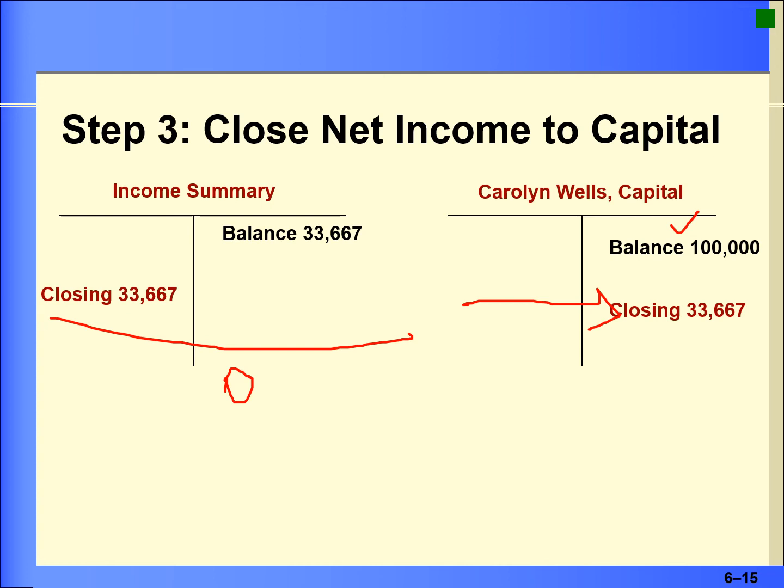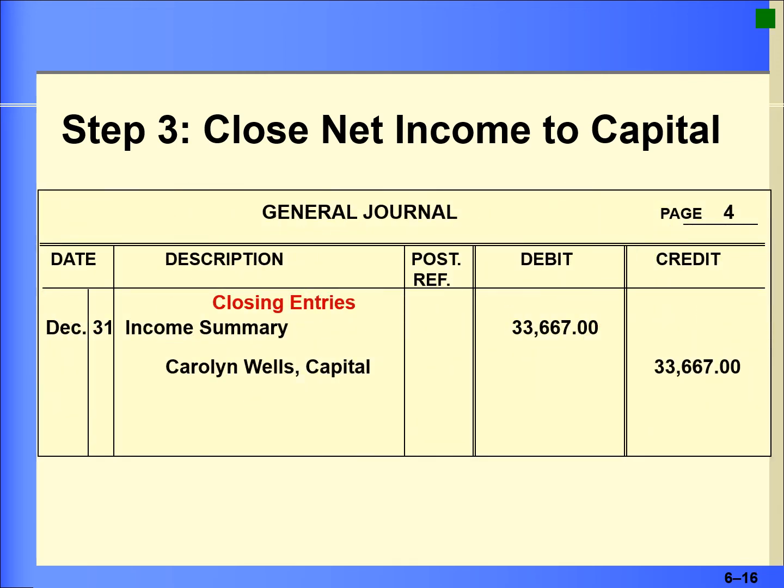Now notice the capital account had a starting balance of $100,000, and once you've transferred this over, this capital account is going to now have a balance of $133,667. The only other thing that could affect this would be the drawing account, which is going to be a drawn example. And then once we post that, then we can get an updated ending capital balance from the ledger. So once again, here's the formal journal entry to close out income summary. Notice debit income summary and simply credit capital.